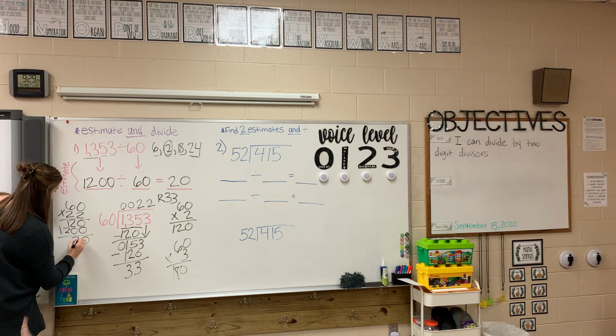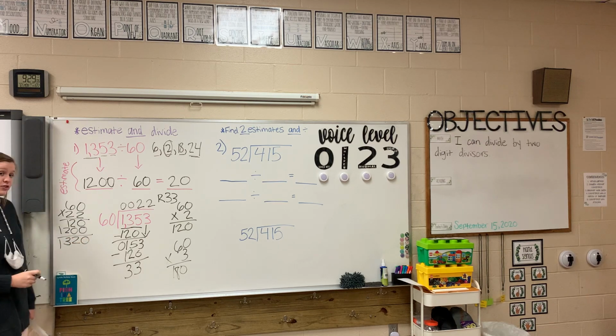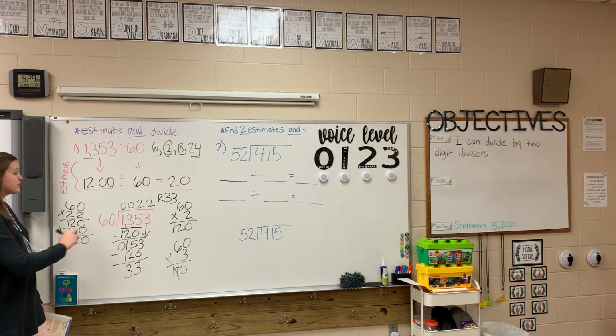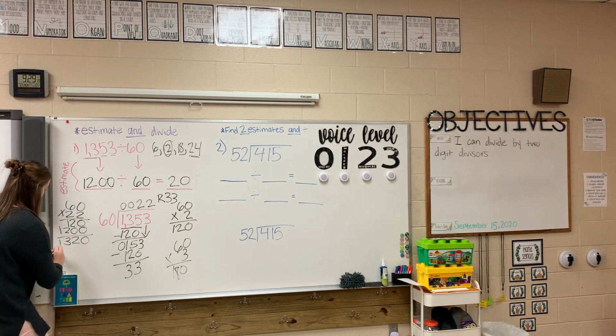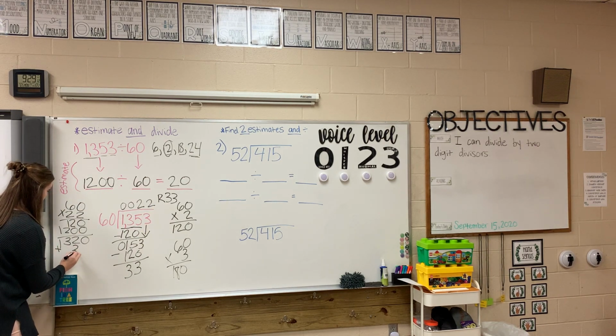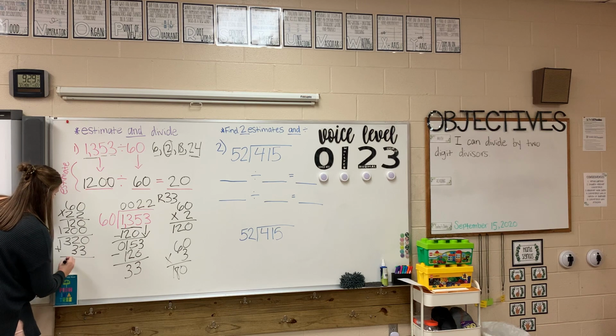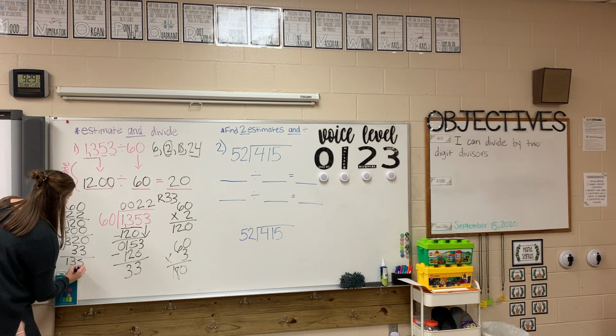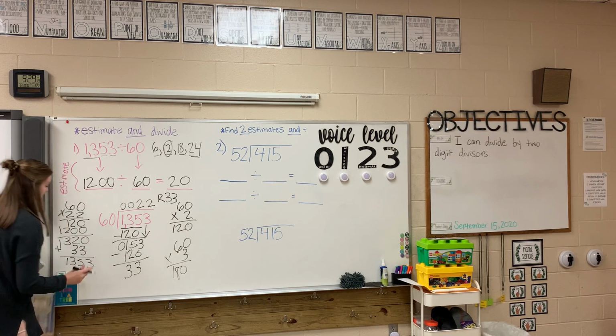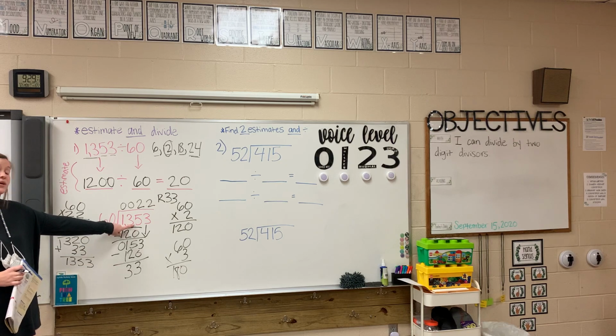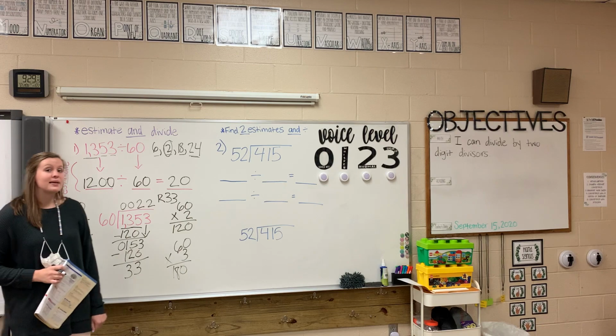The way you can check this is do 60 times 22, and you get 1,320, and then you have to add your remainder, and you would get 1,353, which is our dividend. That tells us that we divided correctly.